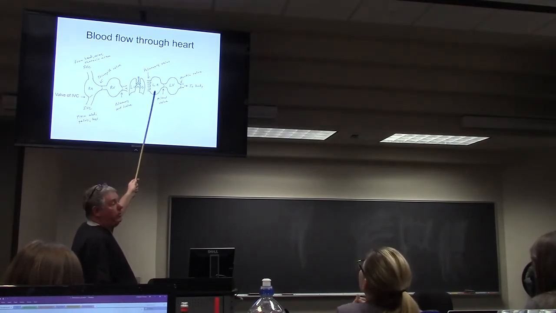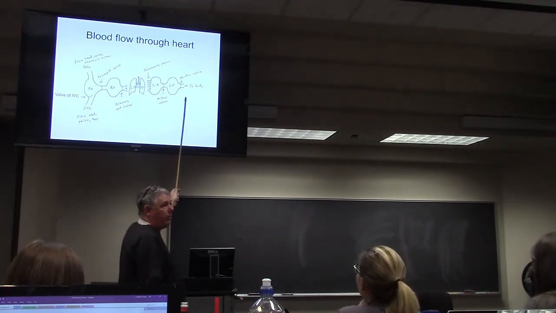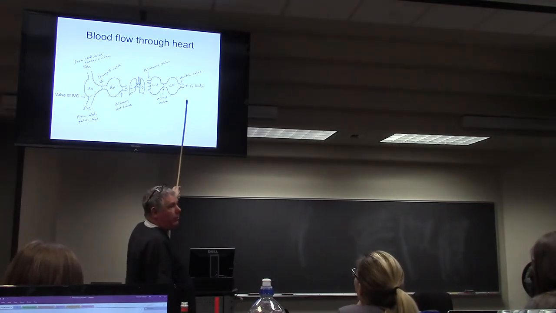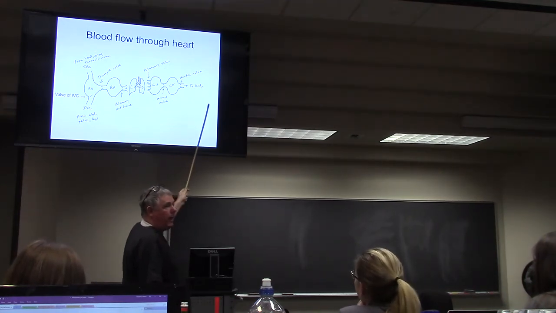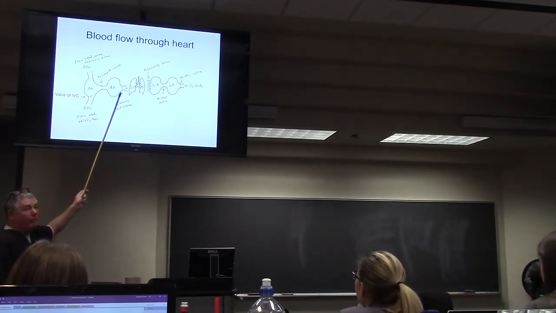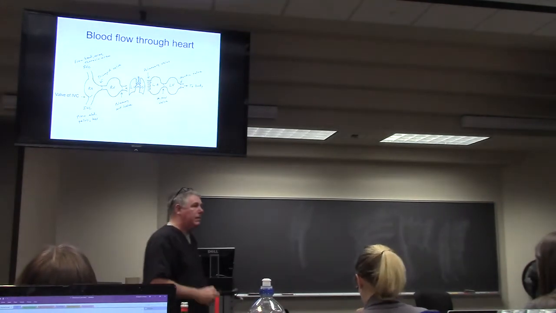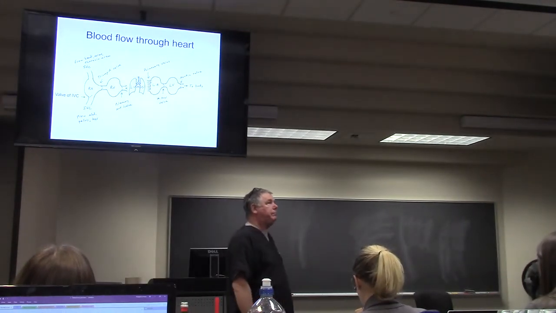The left atrium contracts, sending blood through the mitral valve into the left ventricle. The left ventricle contracts, sending blood out the aortic valve into the aorta and the rest of the body. I should mention back over here, there's a pulmonary valve that covers the trunk. Okay? And that's the circulation.